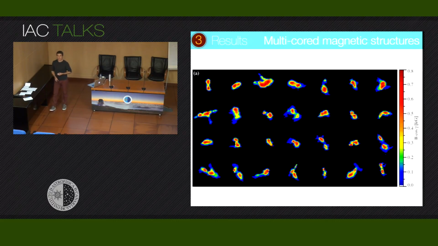They are in the mesogranular lanes, yeah. No, I'm not seeing here the supergranulation. We are mostly located at intergranular lanes, internetwork areas.